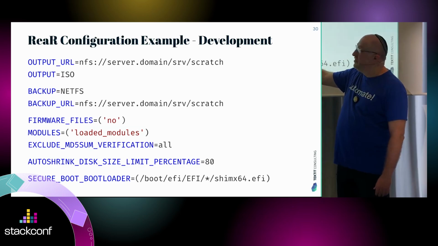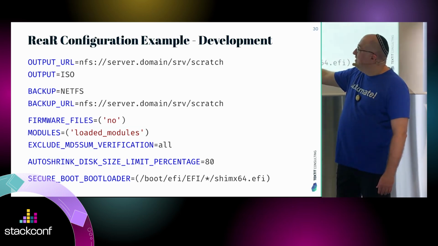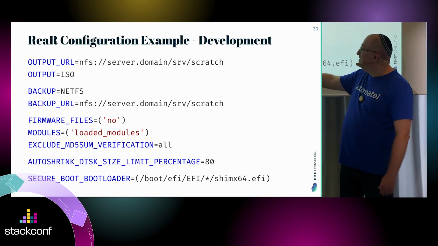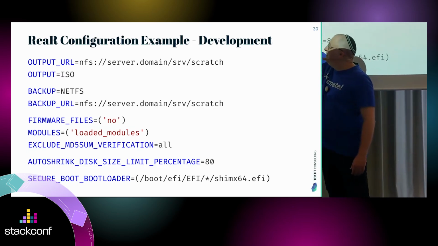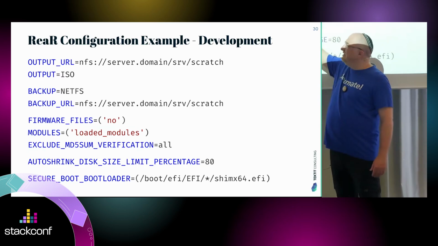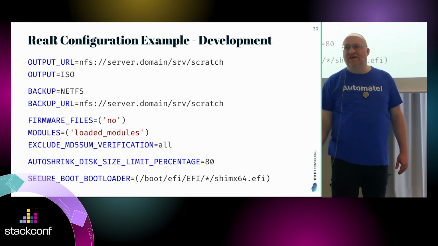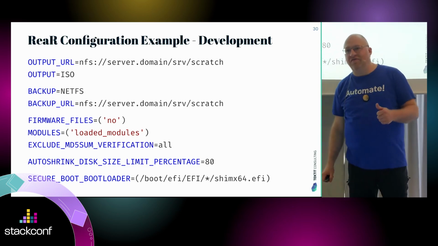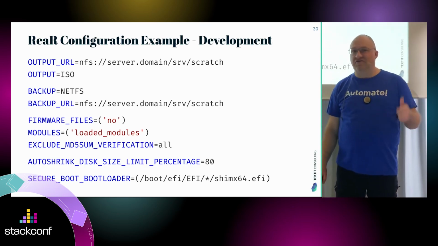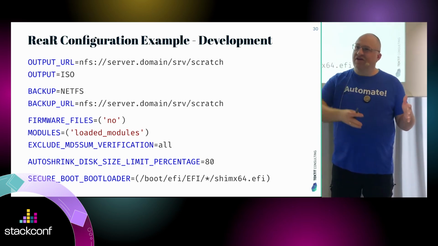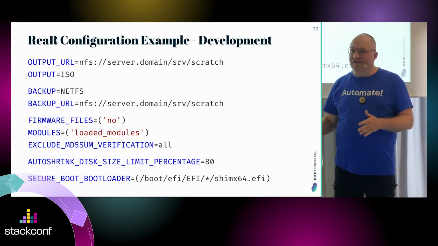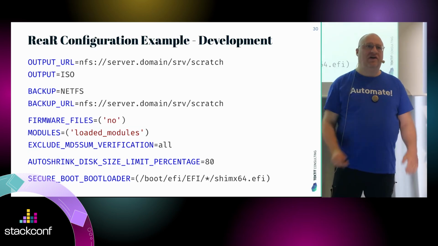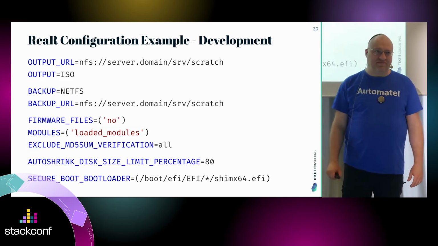By the way, output ISO is the default. I'm using NETFS, the internal backup method, to store the backups in the same place. These things here in the middle save a lot of time and disk space for the rescue image. Because by default, ReaR will take all the firmware files and all the kernel modules and all the drivers and make sure that the rescue image can boot on anything, in the assumption that you might do a recovery on completely different hardware than what you had originally.